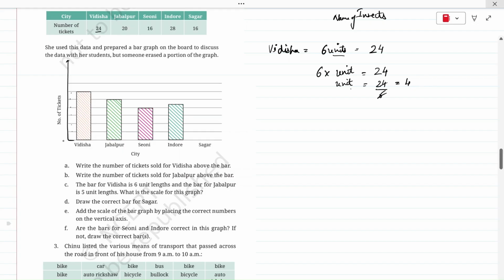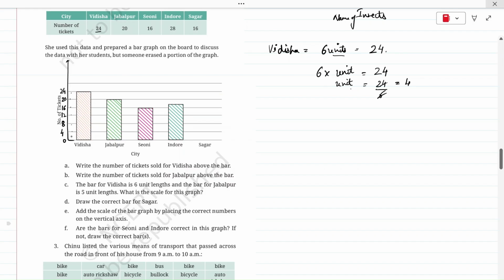That means this is 0, this is 4. Then next to 4 we have 8, 12, 16, 20 and 24. Okay, I hope you understood this. Let me tell you again what I have done here. We know that Vidisha has 24 number of tickets. Okay, this is given to us.